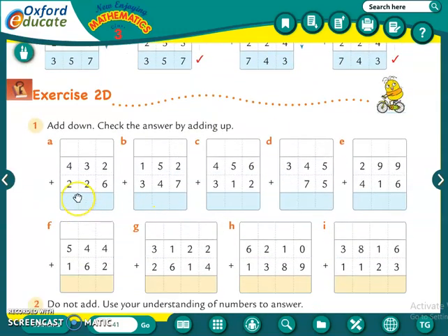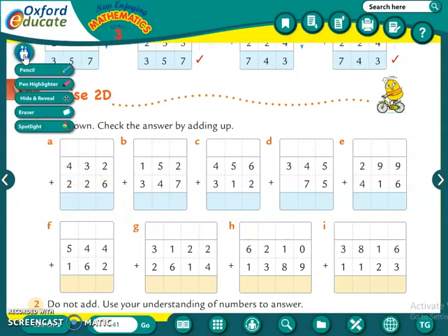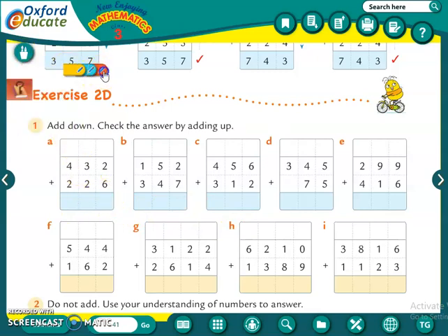Now here, add down, check the answer by adding up. First one I am doing, the rest of the sums you have to do. 432 plus 226. First of all, we will start from the ones place. 2 plus 6 is equal to 8.